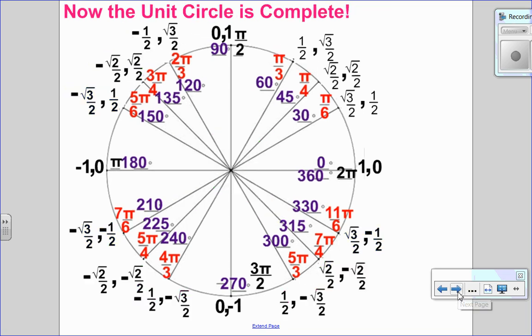So those are my tips. Now the unit circle is complete with degrees, radians, and coordinates.